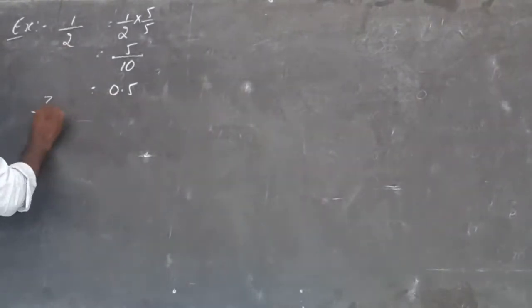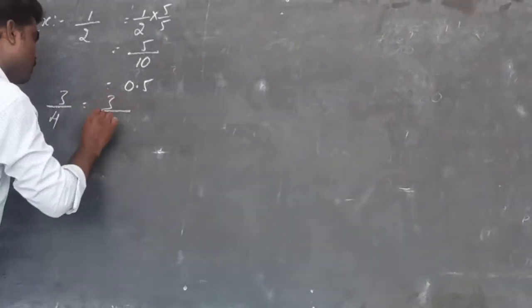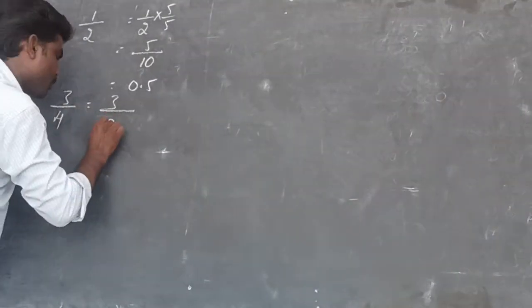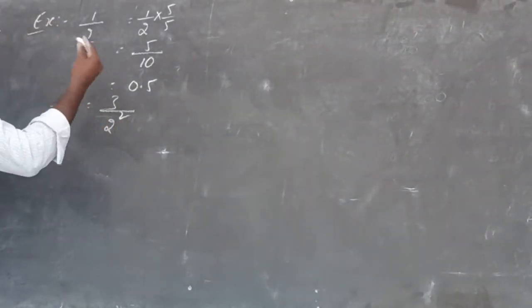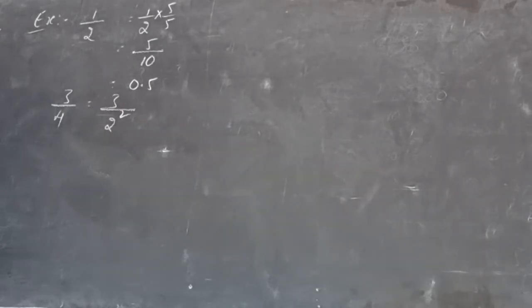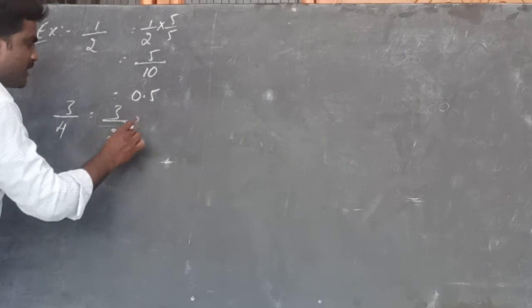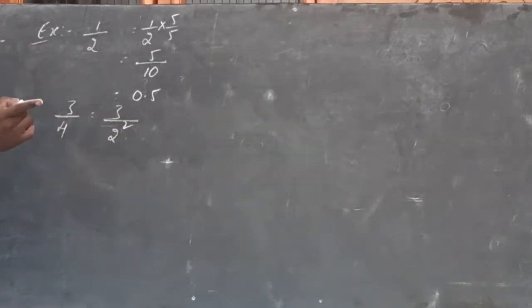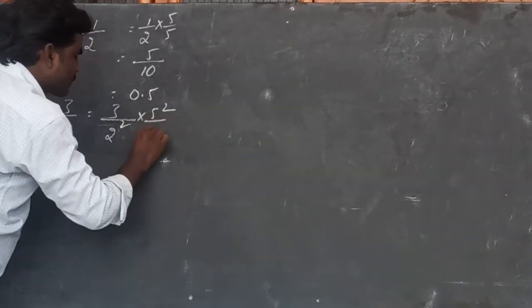For example, 3 by 4. 4 how can we write? 2 into 2. That means 2 square. Okay, the 2 square is multiplied by which number to become a power of 10? Power of 2, how much? 2. That means 2 is multiplied by which number? 5. It becomes a power of 10. So that is 5 square by 5 square.